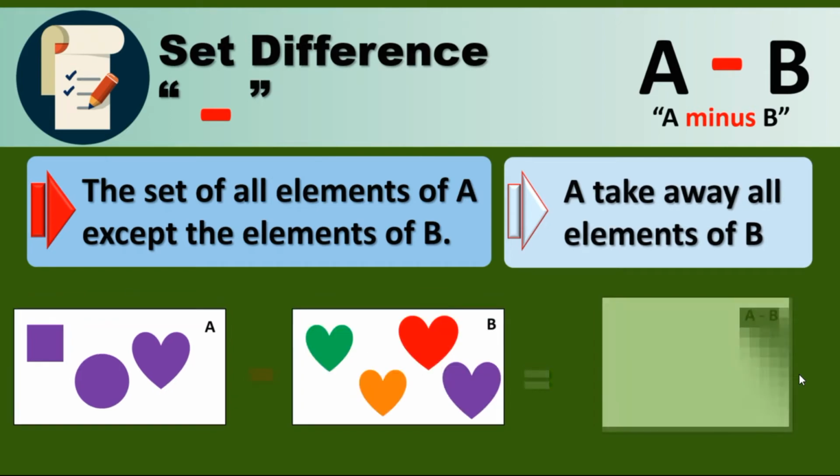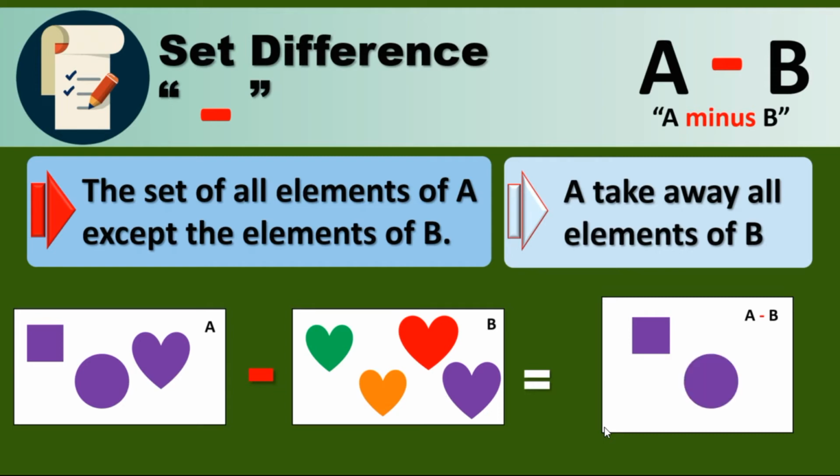Very good. How about this example here? If B contains different colored heart shapes and A contains square, circle, and heart. Simply saying A, take away all elements of B. The problem here is only the violet heart is in A. So therefore, the answer is the square and the circle.